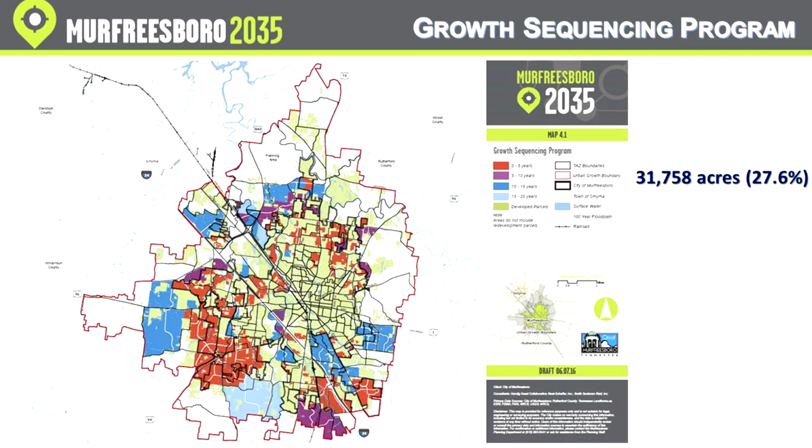At a particular meeting we had, we got all of the department heads together and decided upon what were the key areas that were going to be developable over the next 20 years. And as a result, we developed a growth sequencing program. These are the main areas of focus for this 20-year comprehensive plan. So all in all, the land that we're talking about developing within the next 20 years represents a little over 31,000 acres, 31,758 acres.